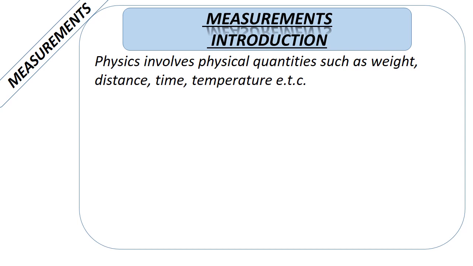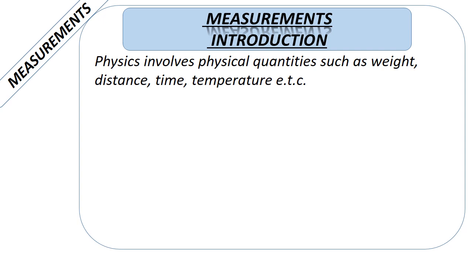Weight can be measured. You can measure weight. Distance can be measured. You can measure the distance from point A to point B. Time can be measured with your watch, of course. Temperature can be measured. You can measure the temperature of your body. So these are part of nature that can be measured. So that's what physics is all about.